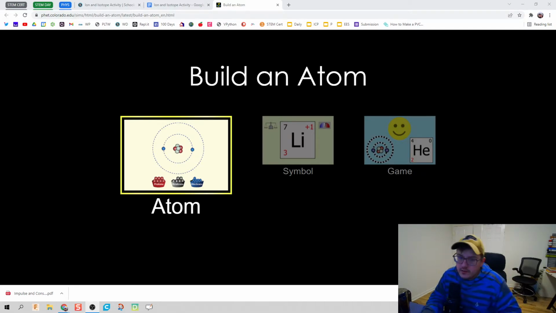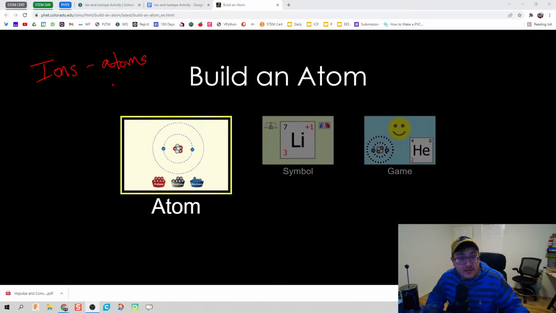Okay, guys, we are going to continue with subatomic particles, protons, neutrons, and electrons, and we are going to start building atoms with them. And so what do I mean by that? Well, we have two different types of atoms that we're going to be looking at. We're going to be looking at ions, which are, we're just going to say, atoms with a charge. So that could be a positive or a negative charge, so atoms with a charge.